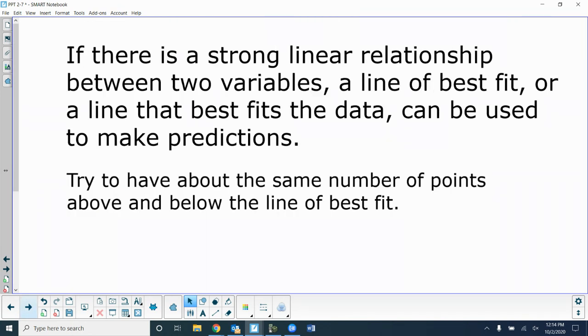If there is a strong linear relationship between two variables, a line of best fit, or a line that best fits the data, can be used to make predictions. It says try to have about the same number of points above and below the line of best fit, okay? Your calculator will find it for you. If you have to do it by hand, you're going to have to kind of guess where you think it should go, okay?